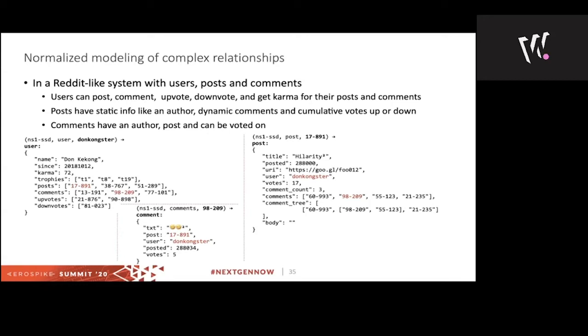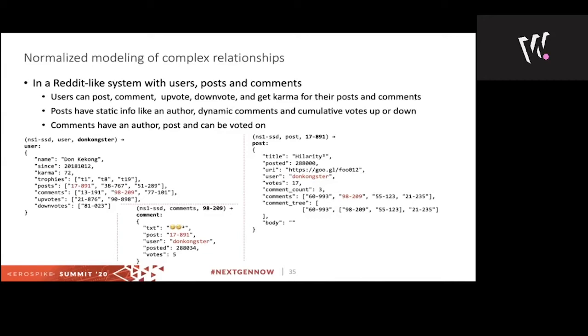There's the title. There is the user, which is a reference back to the user table. We have the number of votes, which is changing. We have a comment count to make it easier for the display, even though you could do the list size operation on comments.